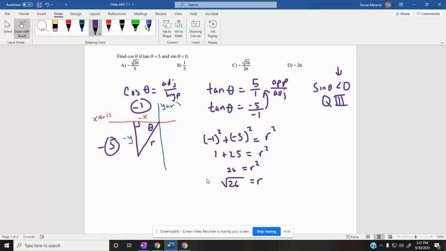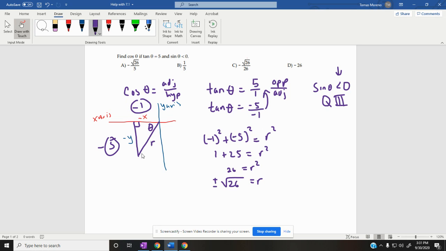And remember, we always have a plus and we always have a minus, right? So now, here's where it gets tricky. We need to figure out, are we going to use the positive square root of 26 or the negative square root of 26? So let's look at the graph. Let's look at my triangle.